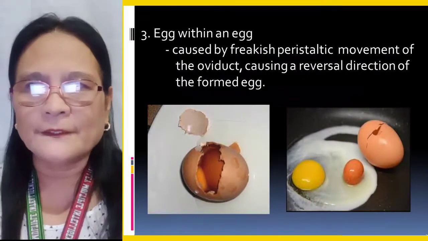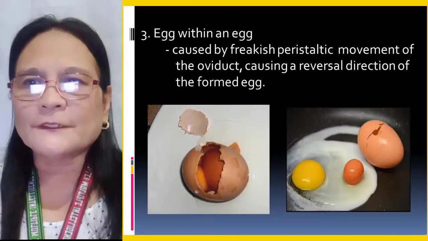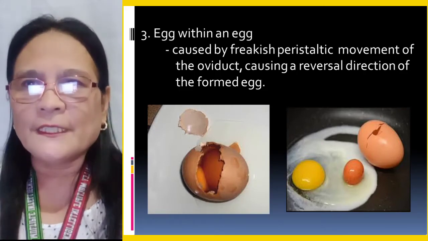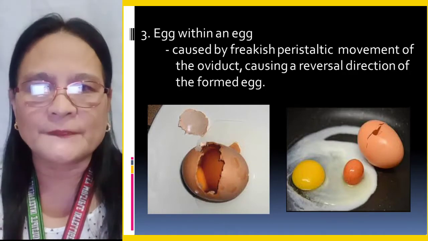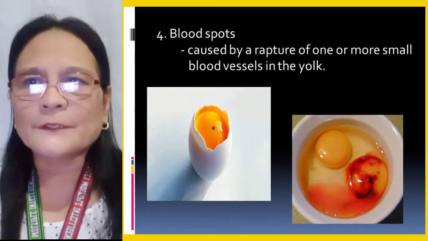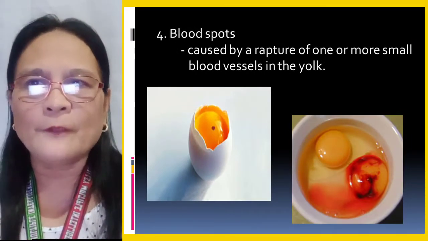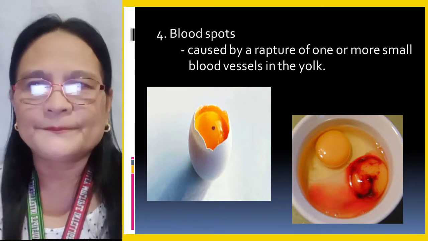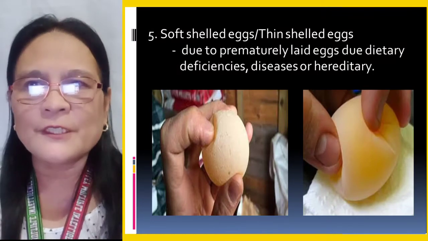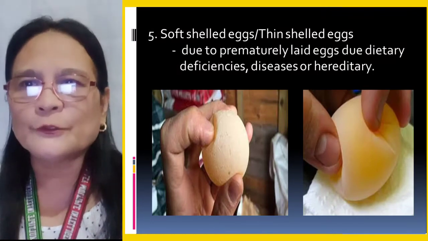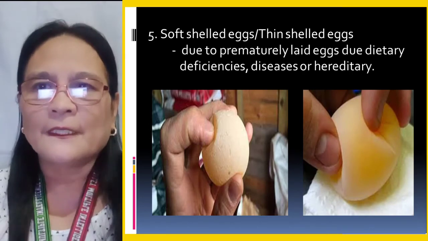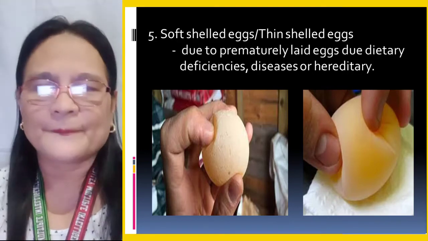Number 3, egg within an egg. It is caused by freakish peristaltic movement of the oviduct, causing a reversal direction of the formed egg. Number 4, blood spots. It is caused by a rupture of one or more small blood vessels in the yolk. Number 5, the soft-shelled eggs or the thin-shelled eggs. This is due to prematurely laid eggs because of dietary deficiencies, diseases, or hereditary.